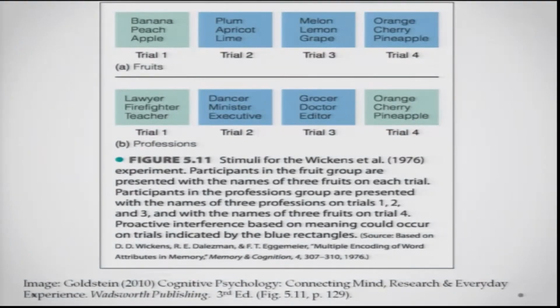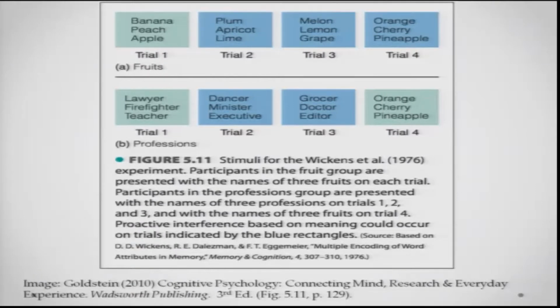Say for example, you can see in the fruits group, the first trial is banana, peach and apple, the second trial is plum, apricot and lime, the third trial is melon, lemon and grape, the fourth trial is orange, cherry and pineapple. So the fruits group is basically getting all of these fruit names.